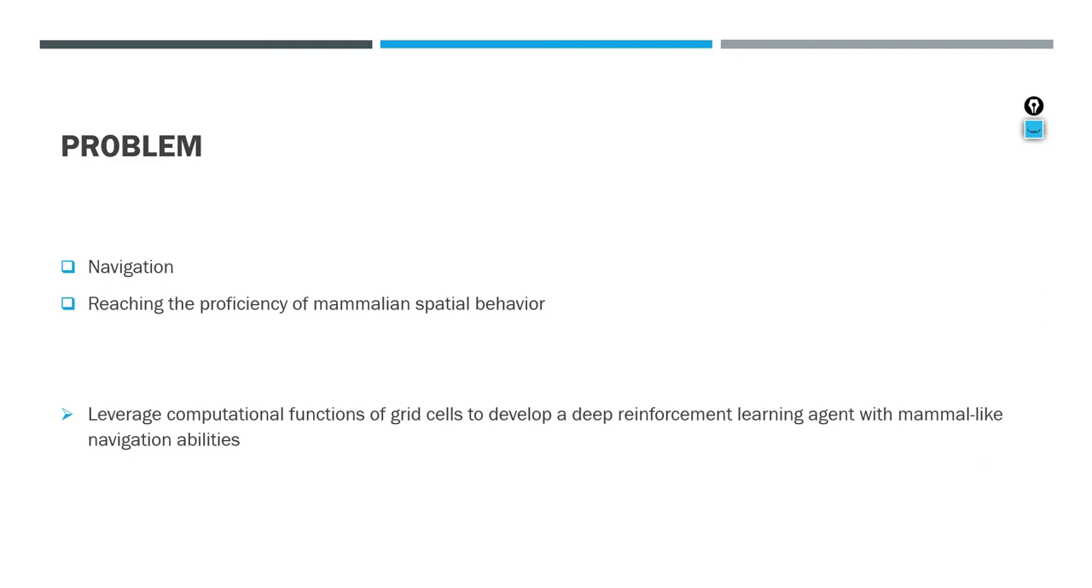So what is the problem that the authors tried to address in this paper? The authors tried to address the problem of navigation, because it is challenging for an artificial agent to reach the proficiency of mammalian spatial behavior. Here the authors have leveraged the computational functions of grid cells to develop a deep reinforcement learning agent with mammal-like navigation abilities.